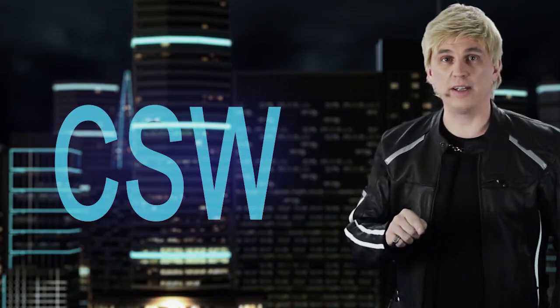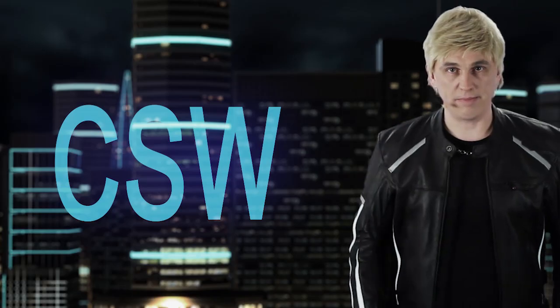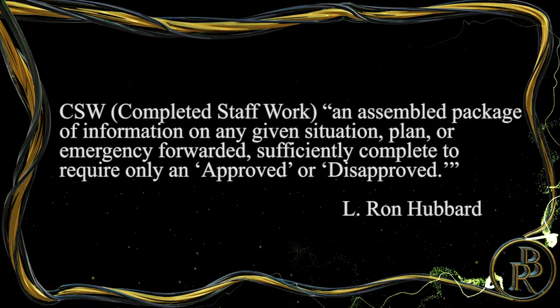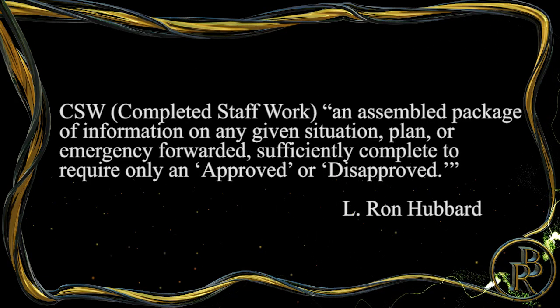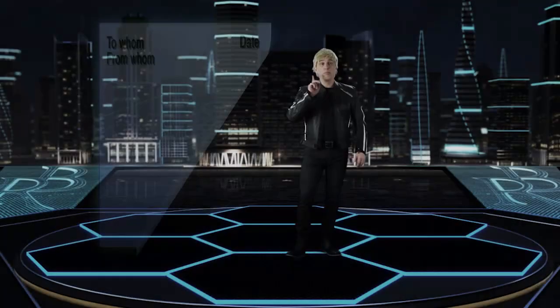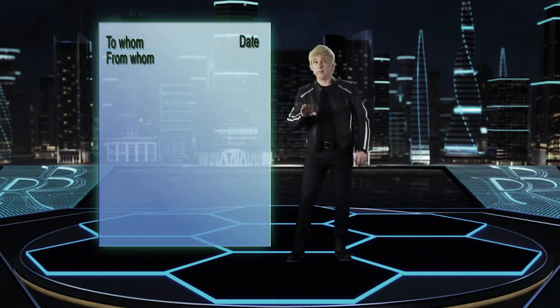Let's take a look at this type of communication of the third category and figure out what it really is. This type of communication is called a CSW, and let's define this word right away. A CSW means completed staff work. It's an assembled package of information on any given situation, plan, or emergency forwarded, sufficiently complete to require only an approved or disapproved. L. Ron Hubbard. Note really carefully here.